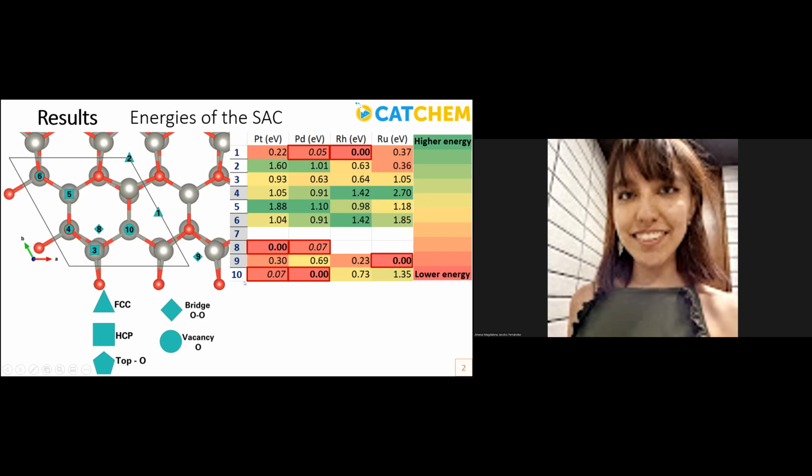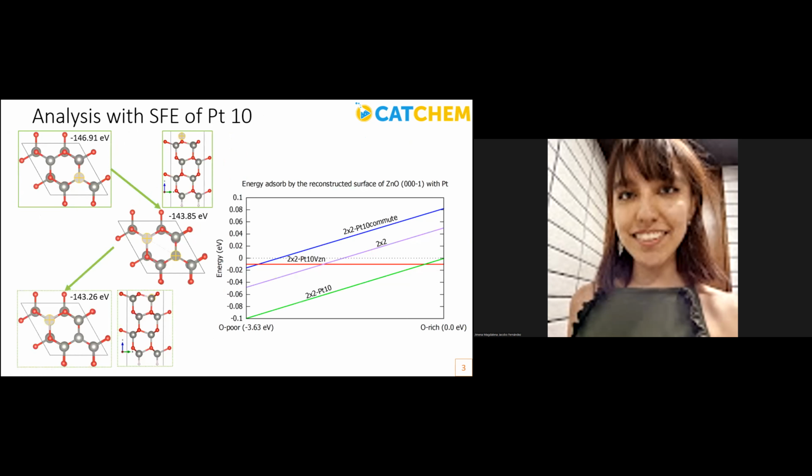Of the 34 surfaces that I obtained, the most stable was the one where I adsorbed platinum in the oxygen vacancy, which was the expected result, because it is known that transition metals have a tendency to adsorb on oxygen vacancies.